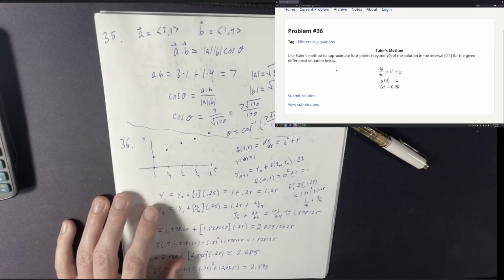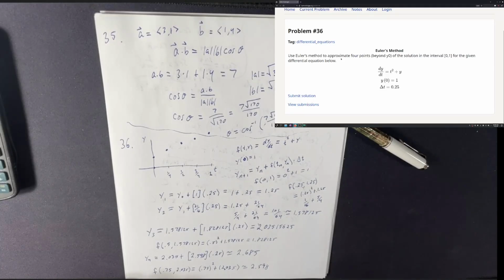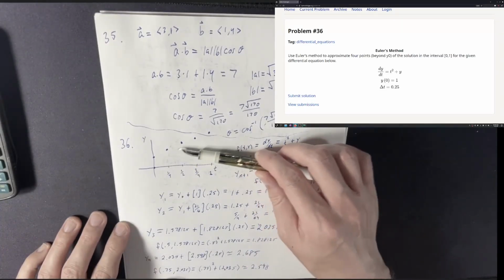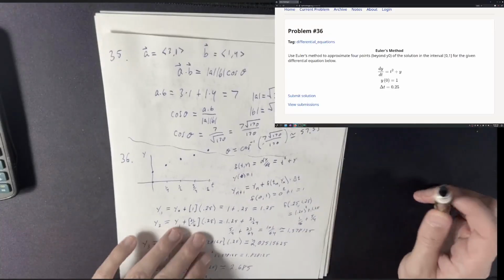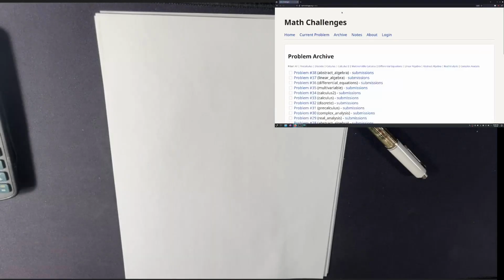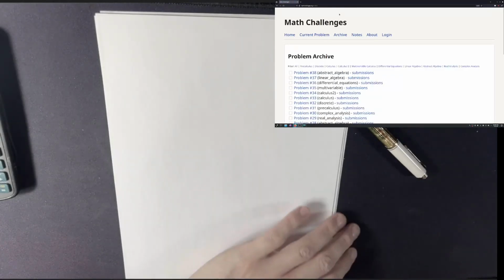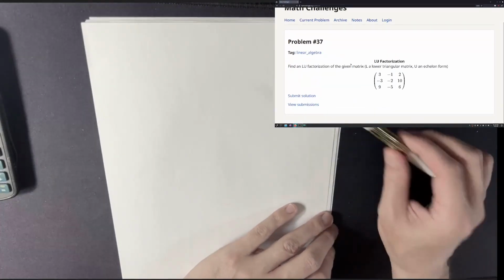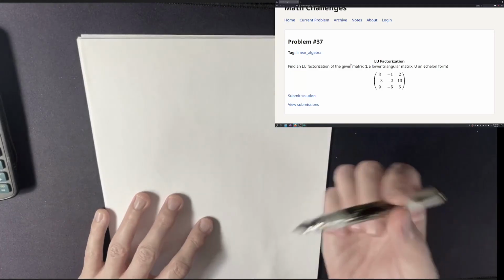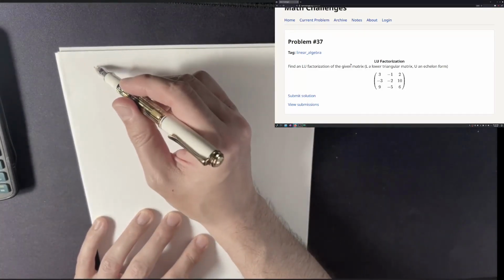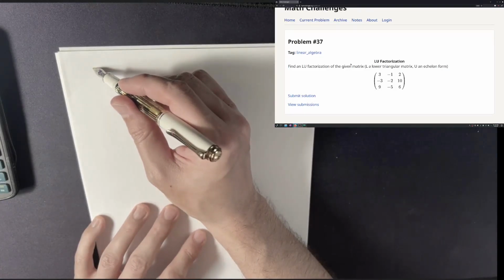All right. So the 4 points are, of course, these 4 heights that I just computed: y1, y2, y3, y4. And that is 36. Take a look at 37. Find an LU factorization. All right, the idea on LU factorization, let's call this guy M, I suppose.